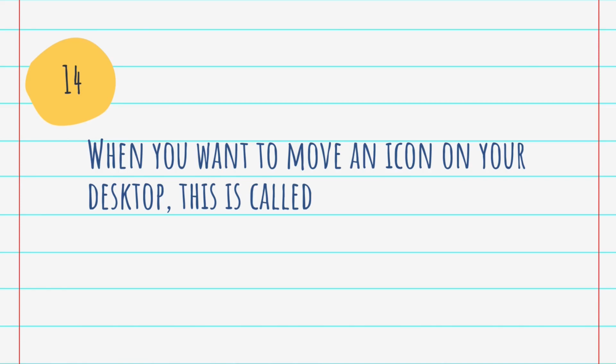Question number 14. When you want to move an icon on your desktop, this is called. Answer is dragging. Moving the cursor over an object, selecting it and moving it to a new location is called dragging. If you are using a mouse, you can drag and drop an object by clicking the mouse button to select an object, then moving the mouse while keeping the mouse button pushed down.